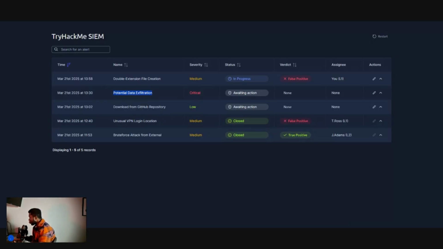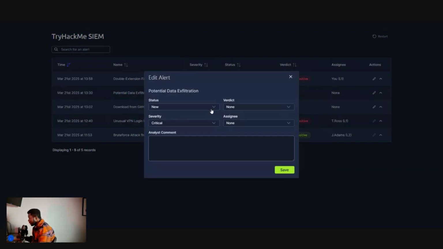So what you should do in this situation, you click on this pen here to edit it. Either you say in progress or you say closed, but let us put it as in progress. Let us say verdict, true positive, because it is actually a big problem that needs to be looked into. Severity, critical. And you assign it to the SOC Level 2 analyst for further investigation.